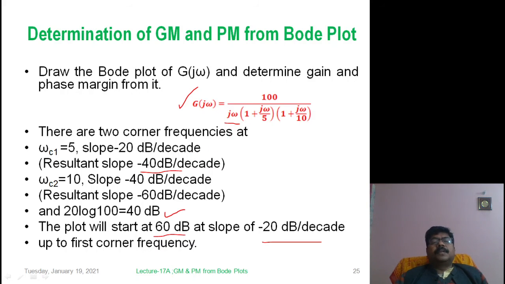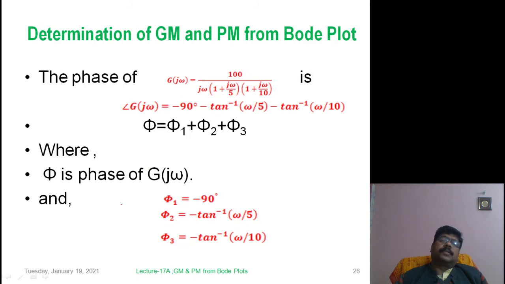So here you can see the first corner frequency is 5 radian per second and the second corner frequency is 10 radian per second. So here the plot will start at 60 dB, because 1 by j omega will be contributing minus 20 dB, while 20 log 100 is 40. So this is the constant part that will be contributing. You will see this in the magnitude plot in the next slide.